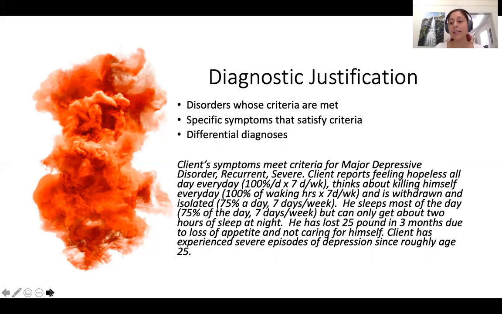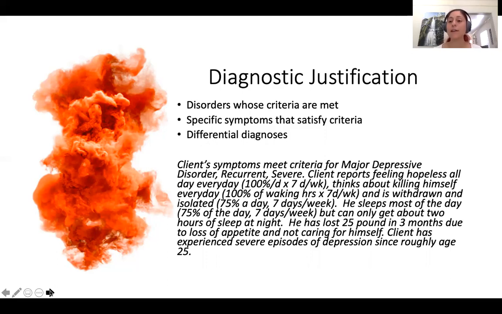Okay. Next is the diagnostic justification. And here we are going to label or identify which disorders the client's symptoms have met criteria for. Okay. And so you would include the name of the disorder and the symptoms that are met, being specific to this client. So not just listing off every single diagnostic criteria in the DSM. That's not helpful. And then you're also including differential diagnoses.